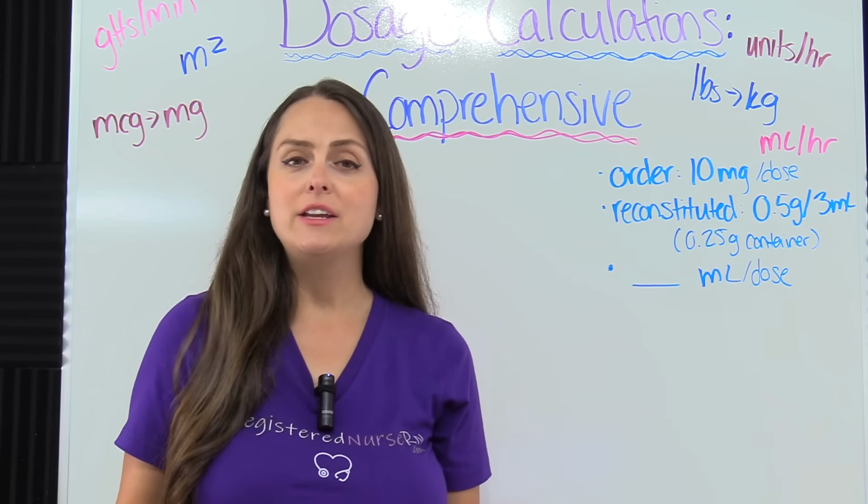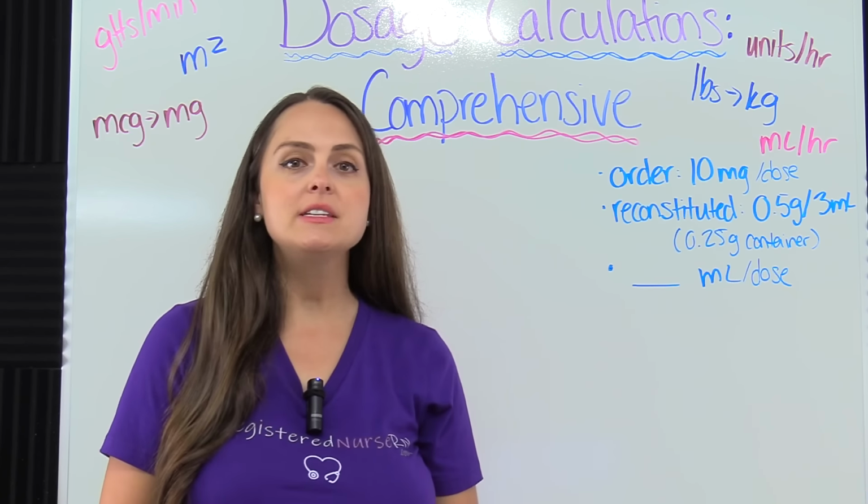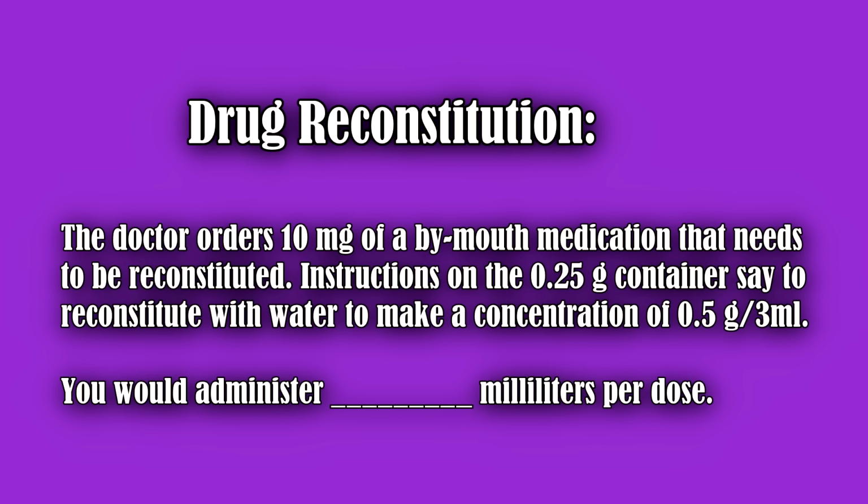Now we're going to work a drug reconstitution problem. And this problem says the doctor orders 10 milligrams of a by-mouth medication that needs to be reconstituted. Instructions on the 0.25 gram container say to reconstitute with water to make a concentration of 0.5 grams per 3 mLs. You would administer blank milliliters per dose.